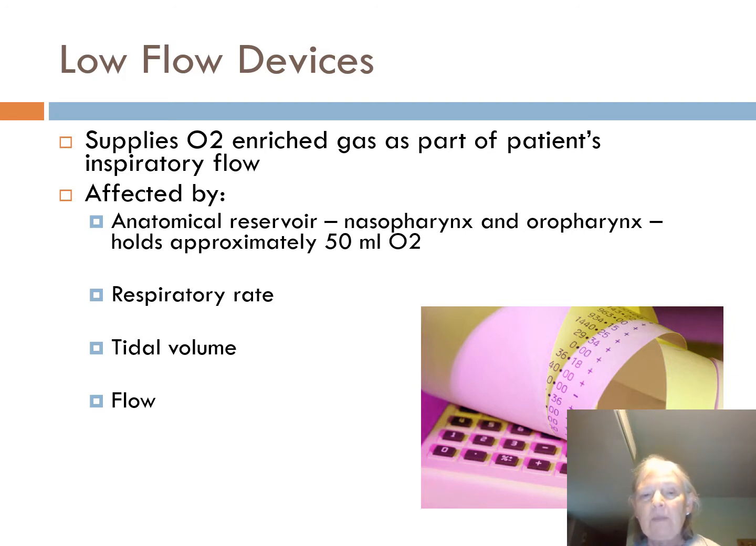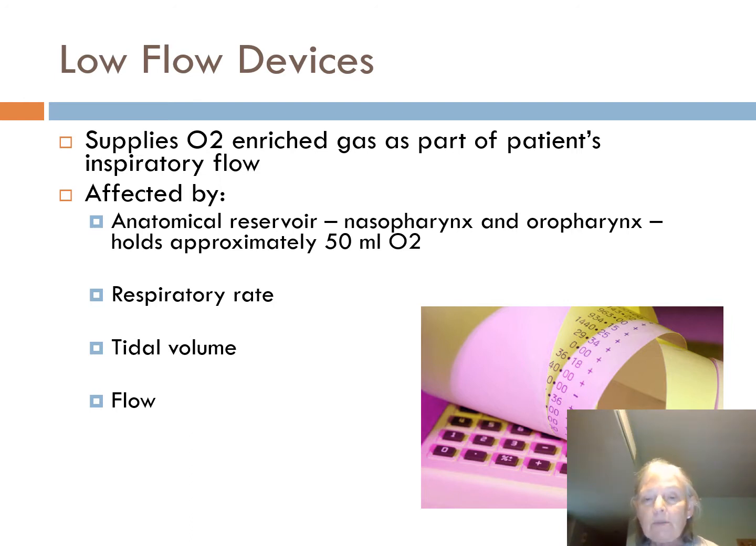If you stop and think about it, if somebody is taking a really tiny tidal volume, they're going to be sort of hoarding oxygen. And so when they breathe, they're going to get a little bit higher oxygen compared to someone who's taking a great big tidal volume. At that point, they're entraining more outside air into their inspiratory needs. And as a result of that, they're diluting that oxygen, okay?